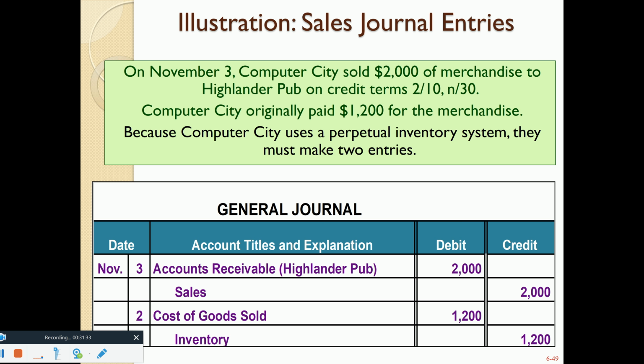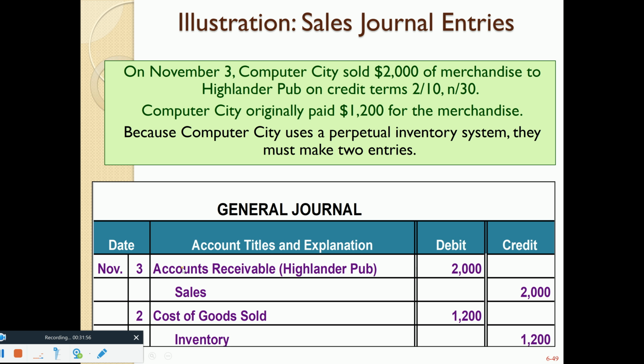Transaction. November 3rd, Computer City sold $2,000 of merchandise to Highlander Pub on credit terms 2/10, n/30. We originally paid $1,200 for the merchandise. We use a perpetual inventory system. Because the perpetual inventory system is used, we need to record two journal entries when we make the sale.